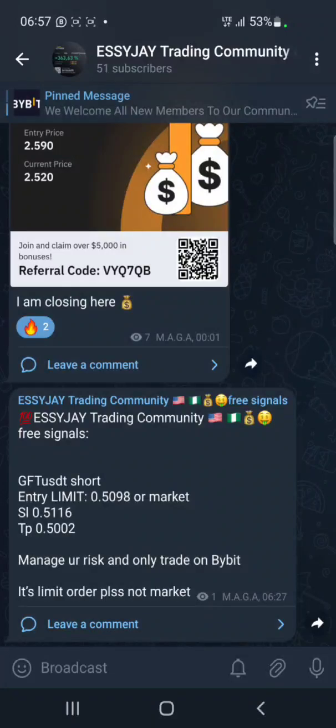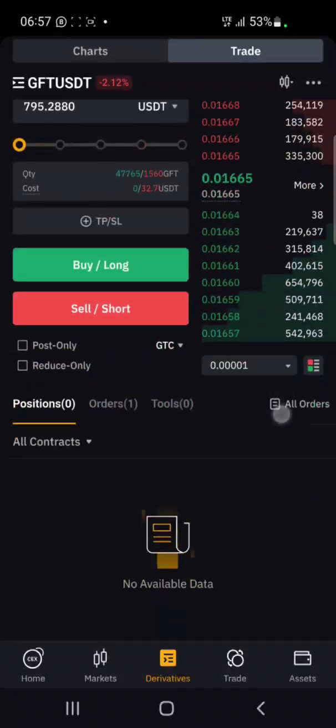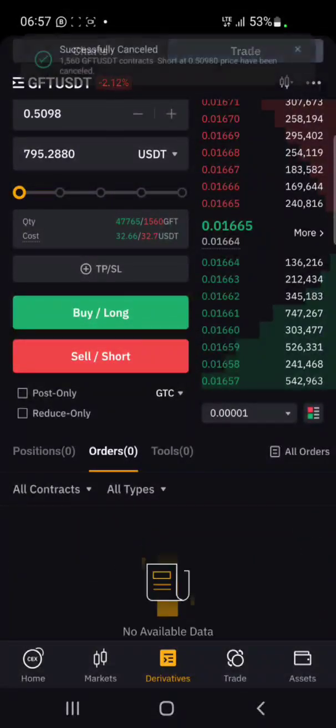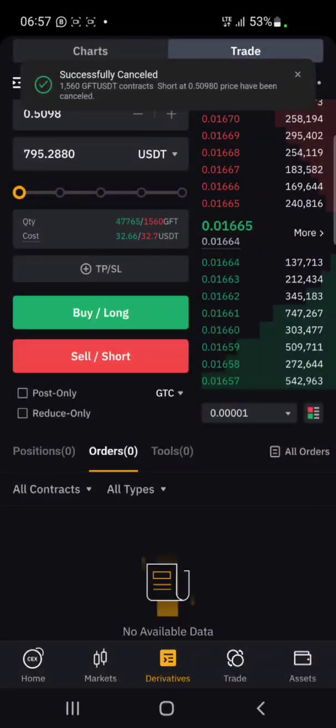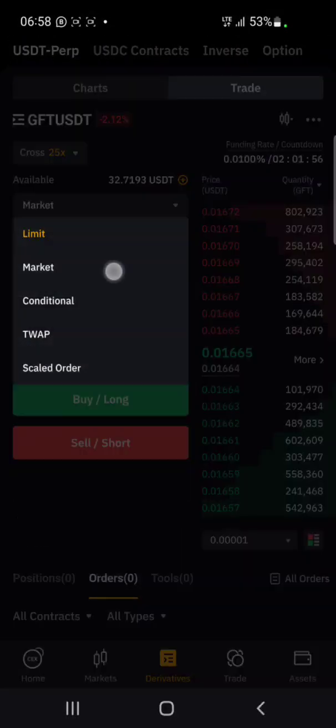Now that's how to place a trade using my signal. So that is in limit order. But if it is in market order, let me cancel this trade. When you want to cancel, you can press cancel here. If you are no longer interested in the trade, you can just click on cancel. Now I want to place this trade in market order. I move to market order.